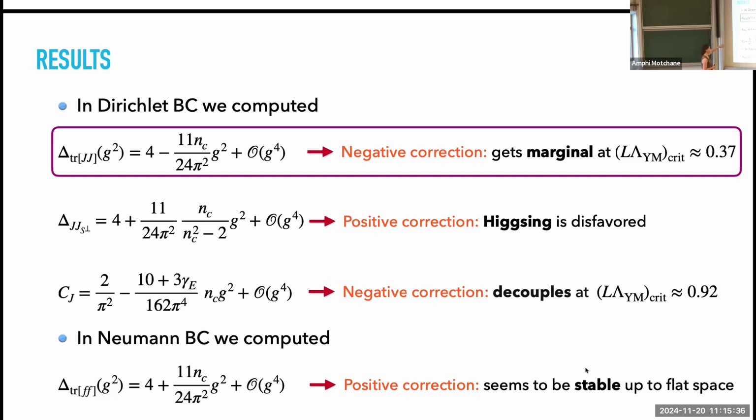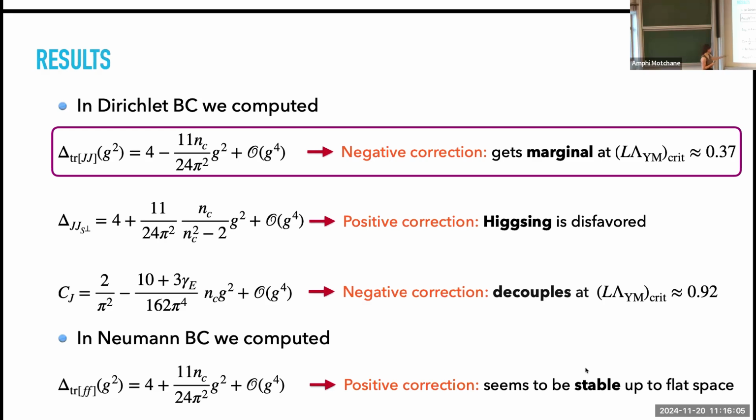So what we expect is that we start from L lambda Yang-Mills very small, and then we increase the values of L lambda Yang-Mills. The first thing that should happen is the first scenario. So both the first and the third scenario seem plausible, but the first one looks more appealing because it's the first thing that happens when we start from small radius.